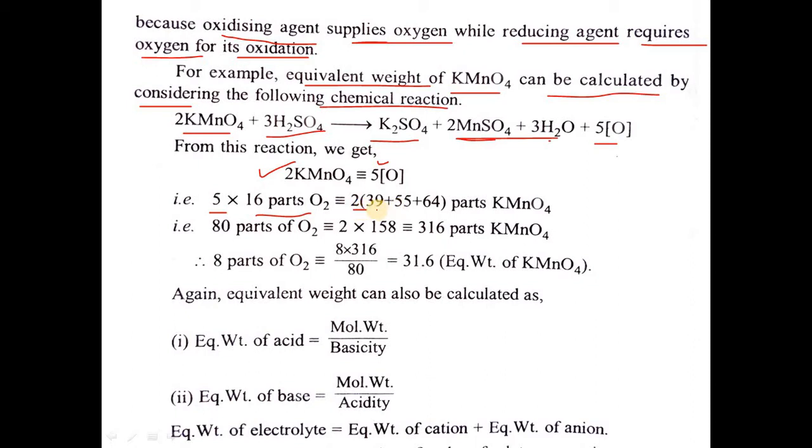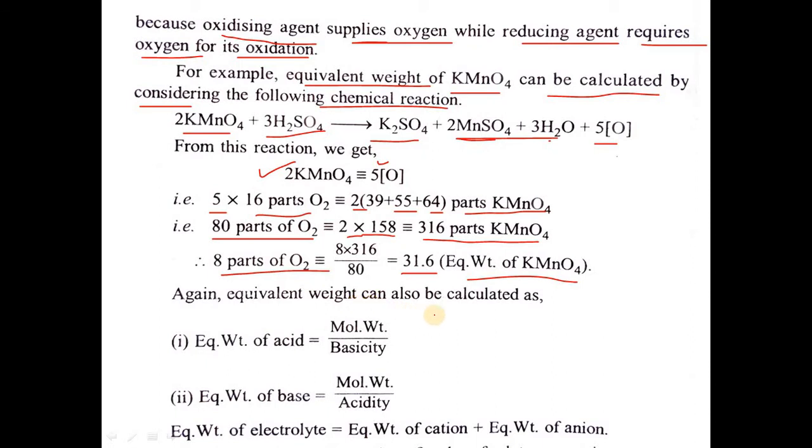KMnO4, with 39 the atomic weight of potassium, 55 for manganese, and 64 because there are 4 oxygen atoms, and for one oxygen, 16 parts. So here 80 parts of oxygen is equal to 2 into 158, that is 316 parts of KMnO4. So 8 parts of oxygen give rise to 31.6, which is the equivalent weight of potassium permanganate.